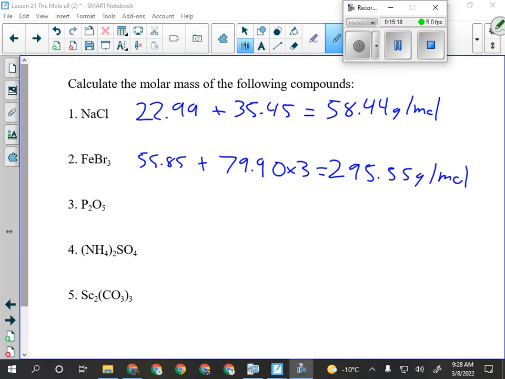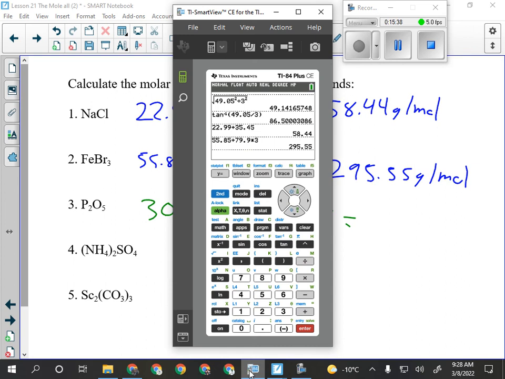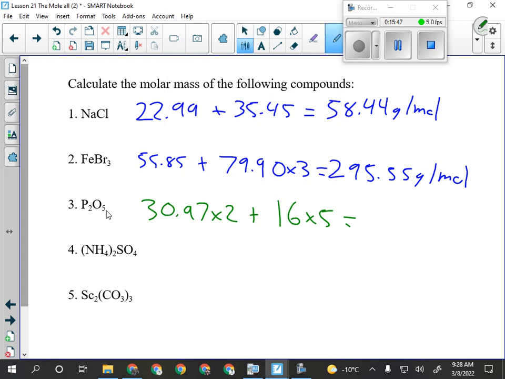Okay, let's have a look at number 3. So we got diphosphorus pentaoxide, so we got 2 phosphorus, so that's going to be 30.97 times 2, so there's our 2 phosphorus, plus 16 times 5. Okay, the molar mass of oxygen is 16, there's 5 of them there. All right, so looking at 141.94 grams per mole. Okay, questions so far? How many people are done 4 and 5?